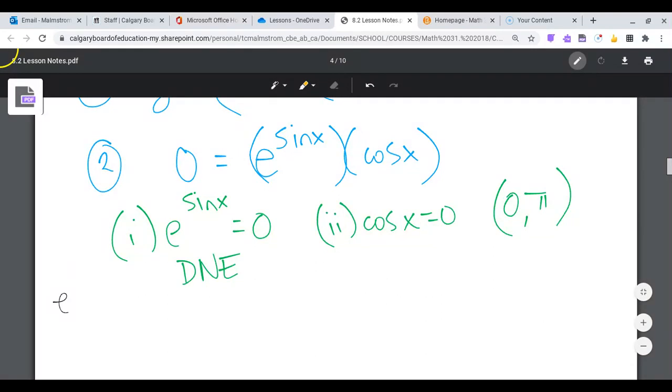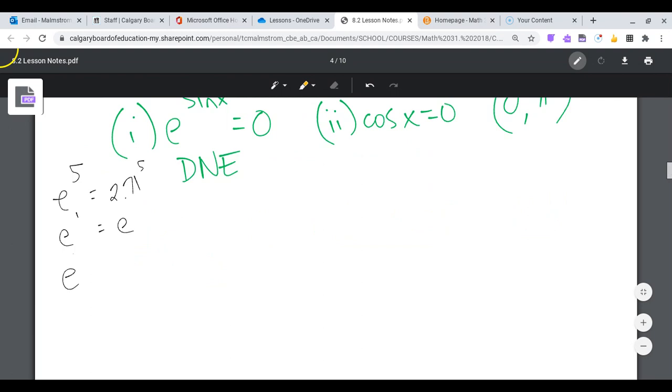E to the power of 5. Remember, e is approximately 2.71. So that to the power of 5 is a positive number. E to the 1 is e. What about e to the 0? Well, that's 1, so that's a positive number. What about e to the -1? Well, that would be 1 over e to the positive 1, so like 1 over 2.71. So all of that comes out to be positive, and I will erase that because you don't really need that. That's just background to why that's not going to exist.